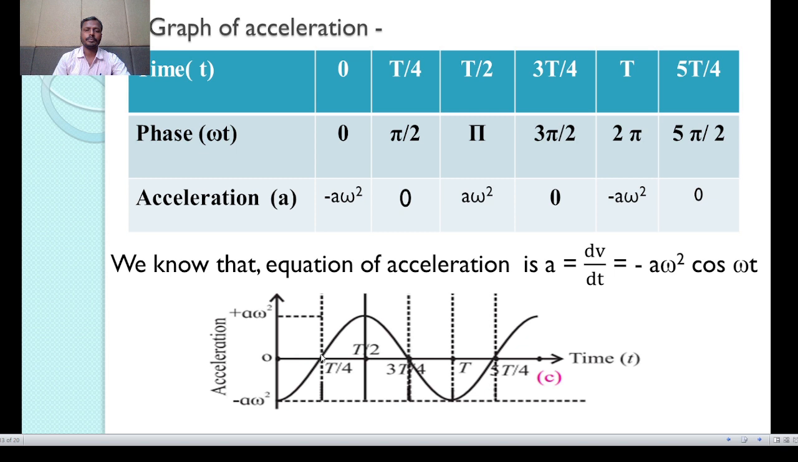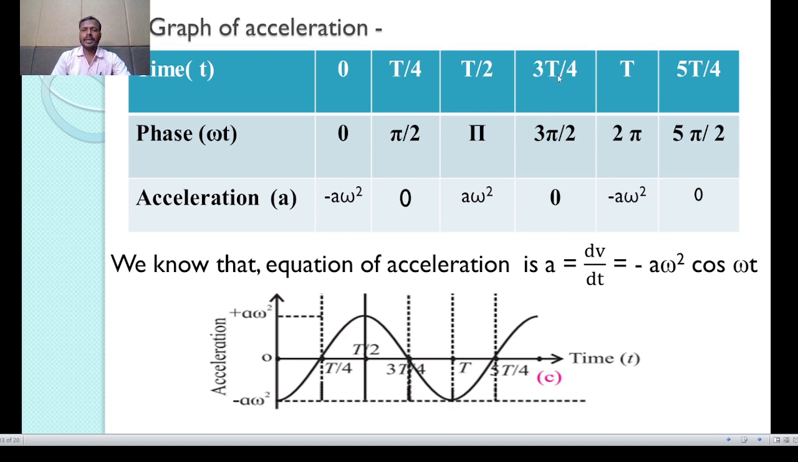The point is here. When the time is T divided by 2, the phase is π, cos π is minus 1 into minus Aω², that is Aω². Therefore, acceleration becomes Aω² when the time is T divided by 2.